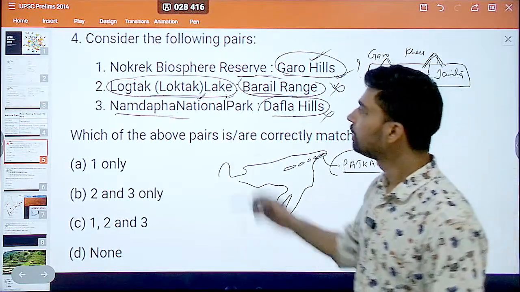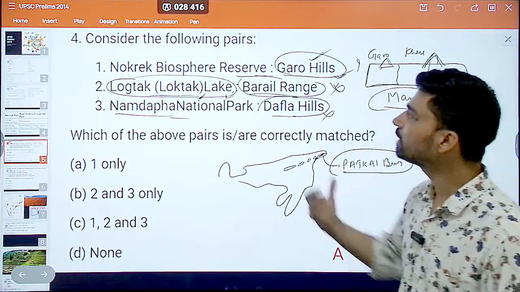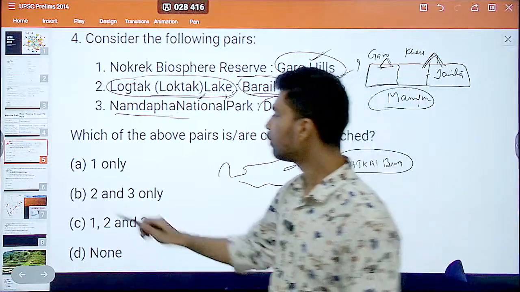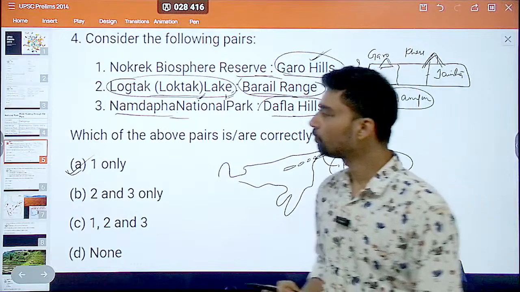Thus, what we can say is that the second and third options are both incorrect, and only the first pair is correctly matched. So, the correct option obviously will be A, that is only 1. That is the fourth question.